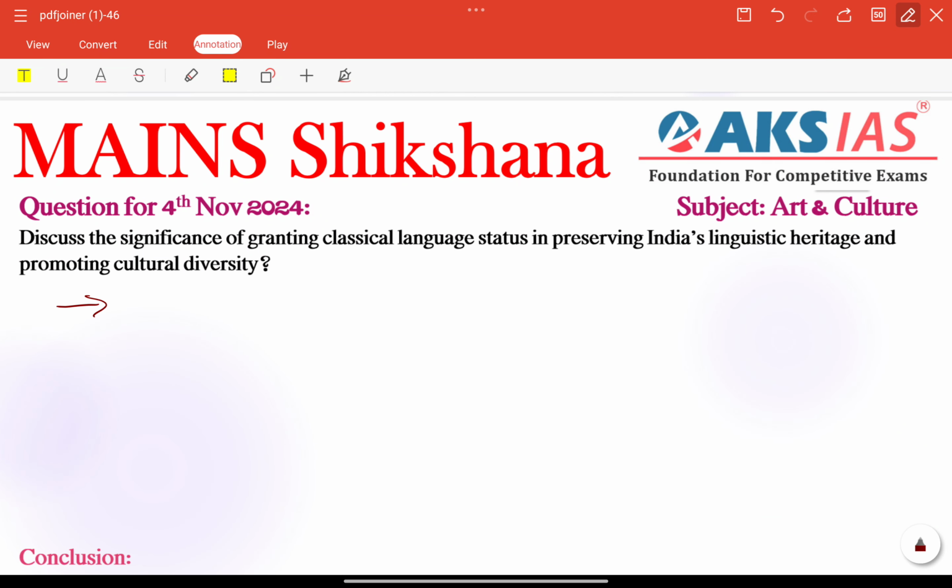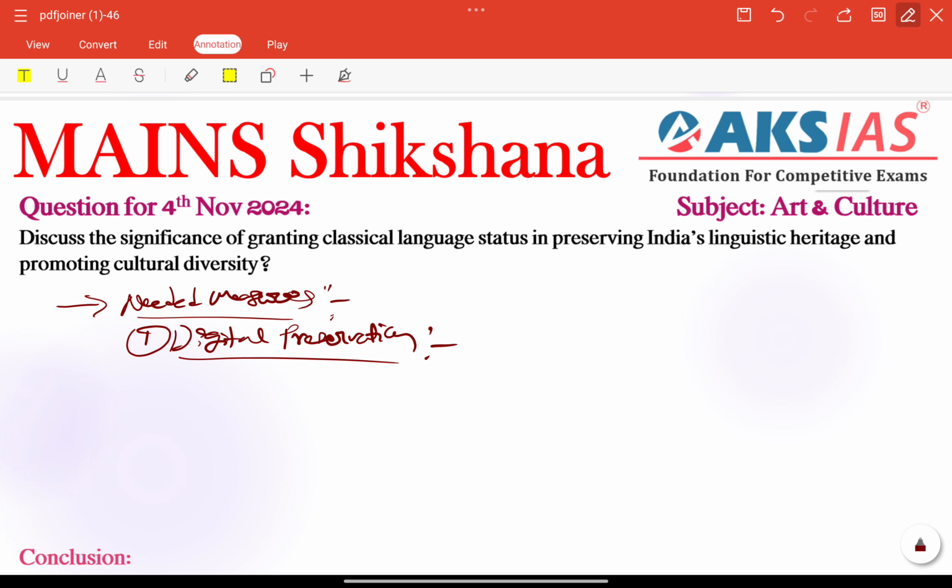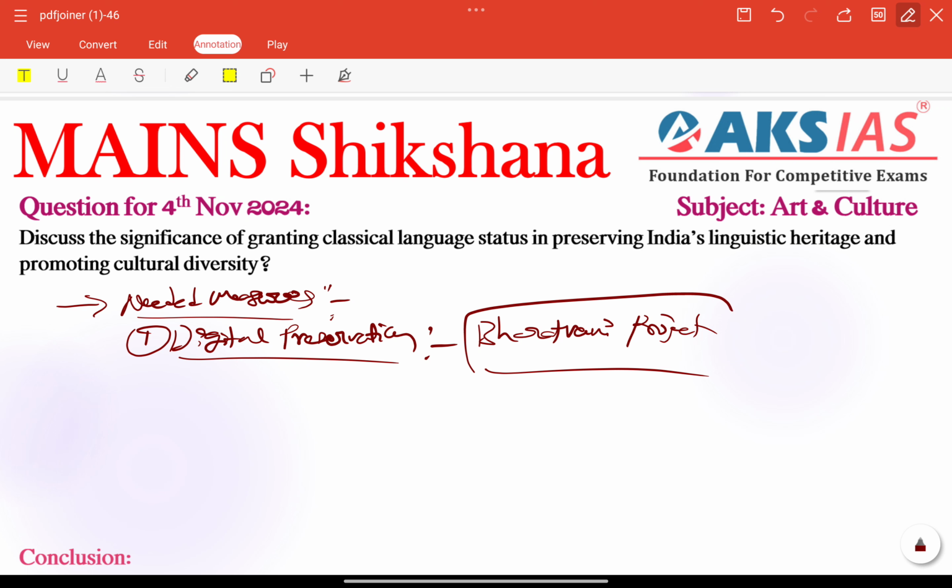Next, coming finally to the needed measures, here we need to provide some solutions to solve our challenges or problems. First important thing is digital preservation. Already we have initiatives like the Bharatvani project, which aimed to digitize and promote Indian languages, making them more accessible. These types of information need to be included here and there.